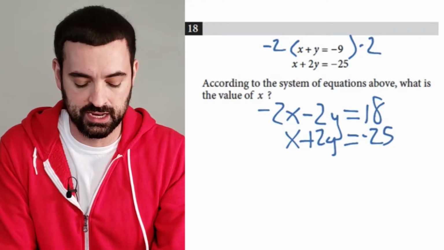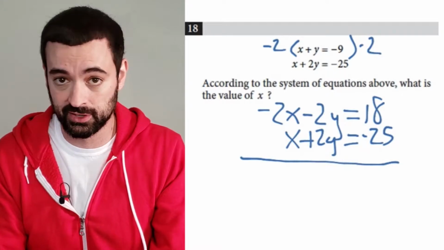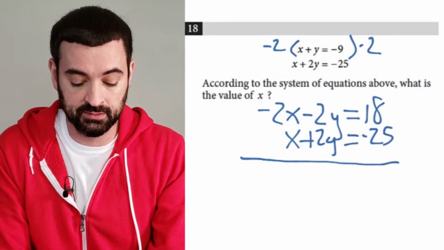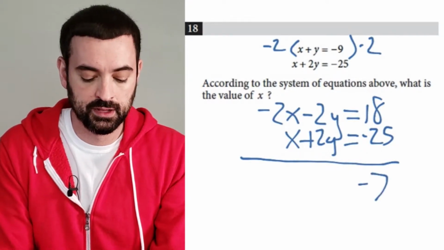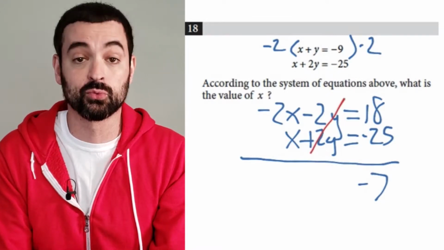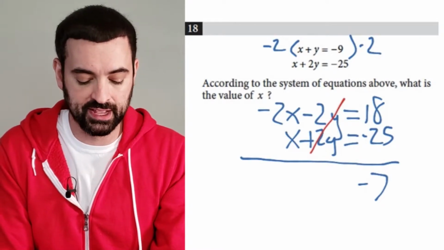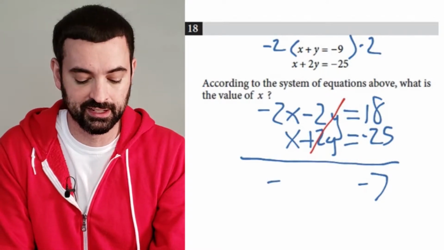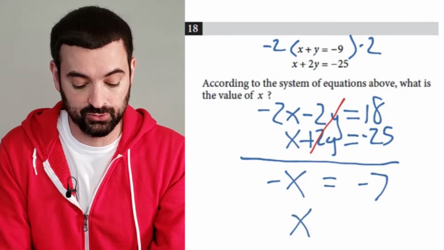You could multiply by the positive version and subtract. I multiply by the negative and add, just because sometimes those calculations are a little bit easier once you've arrived at your final figures, at least for me. It's a matter of preference, I'd say. 18 plus negative 25 is negative 7. Negative 2y plus 2y is 0. Those cancel. That was the reason that I chose negative 2 as my elimination multiplier. And negative 2x plus x is negative x. Negative x equals negative 7, which means that x equals 7.